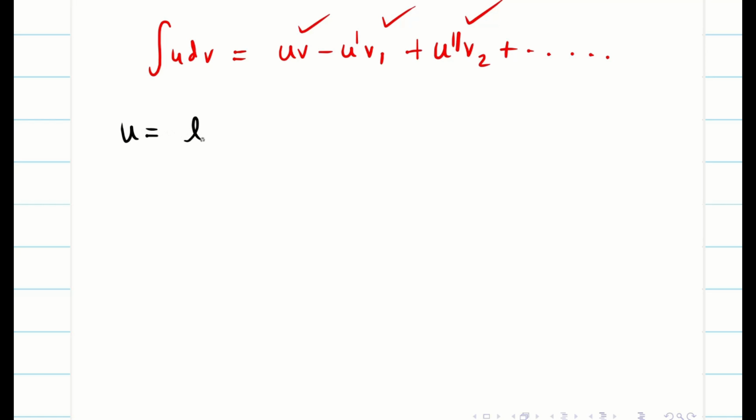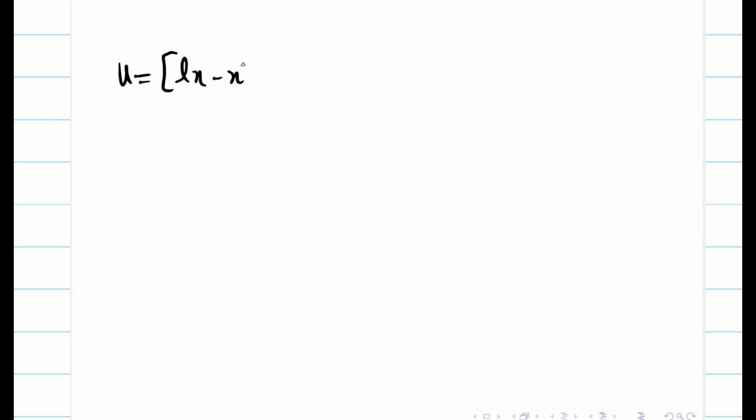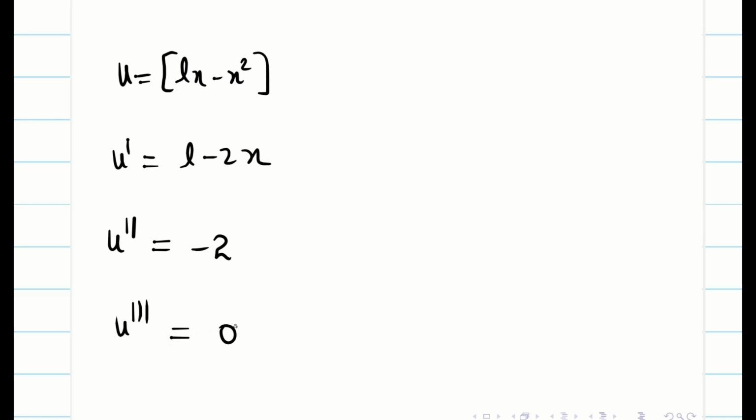u is equal to Lx − x². u′ is equal to L − 2x. u″ is equal to −2. u‴ is equal to 0. Similarly, we have to find v, v1, v2.